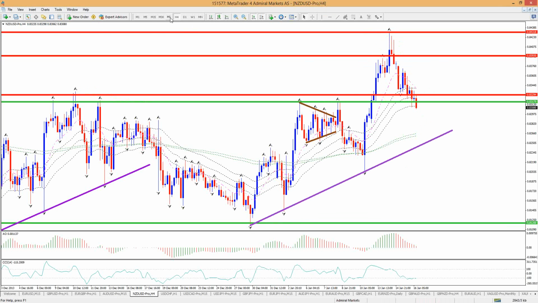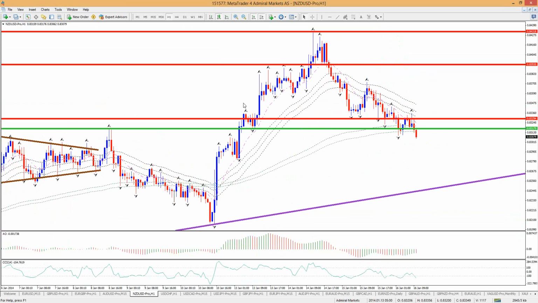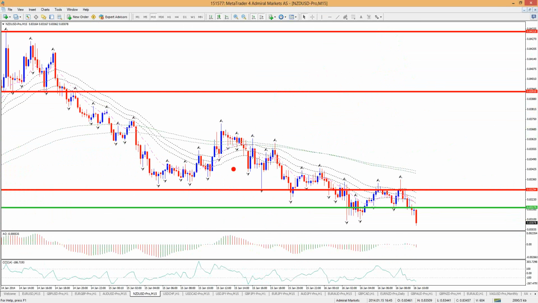Let's take a look at the hourly. Hourly, we're still at a potential support level, and then we could move down, I would say. Let's take a look at the 15. 15 is obviously in a downtrend. I wouldn't doubt that.